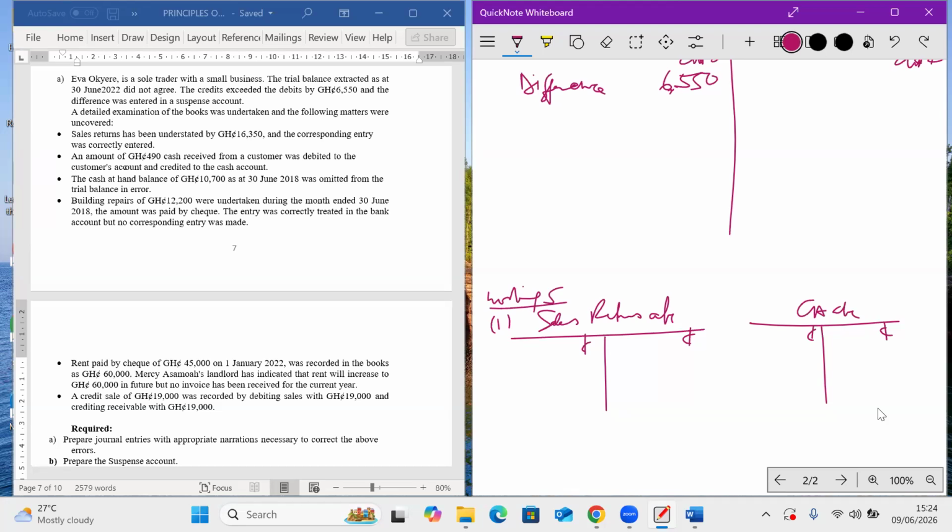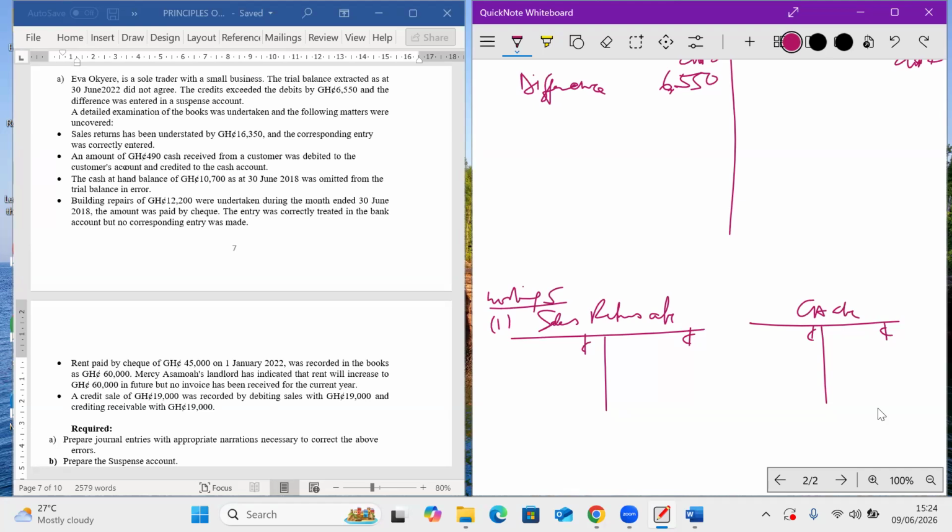So if there's an understatement, don't record the figure, because the error is that whatever figure is there has been short-changed by 16,350. So you have to come and add back 16,350 to that account. But if it's an overstatement, it means that it's an excess. You have to take it out. Are we okay? Yes.